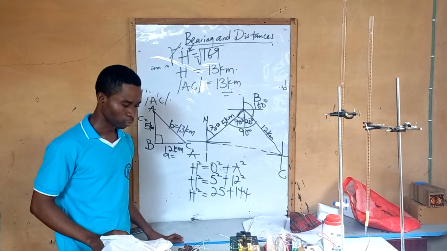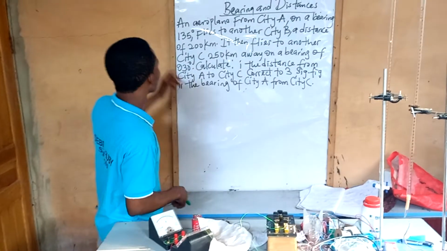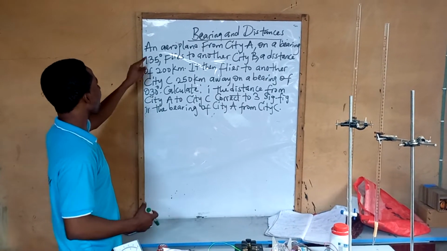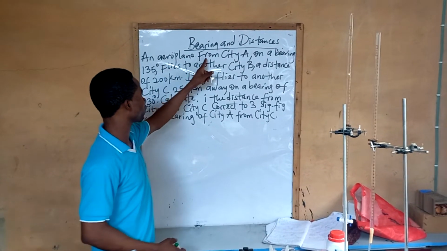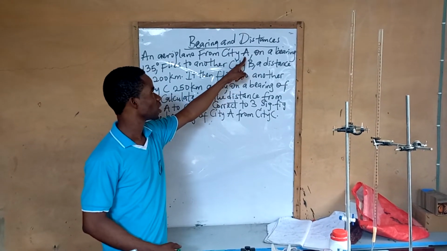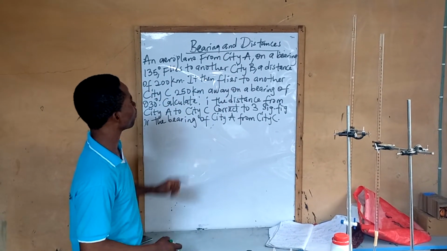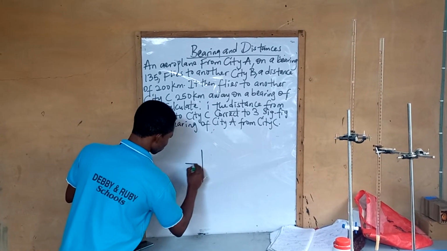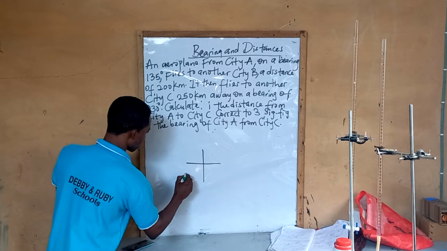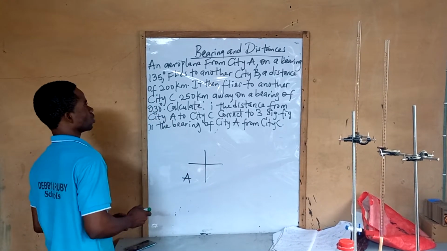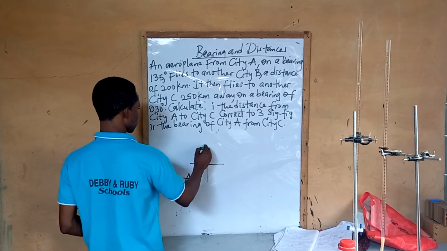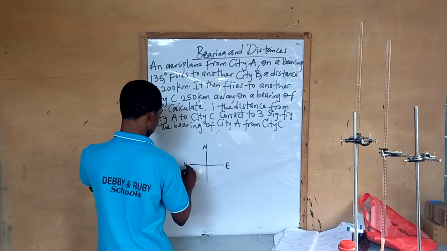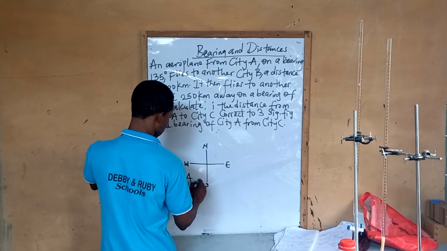Let's solve one more for today. Now let's take a look at this. This is a bearing and distance question. An aeroplane from city A, our starting point is city A. Don't forget, this is your north, this is your east, this is your west, and these are south.